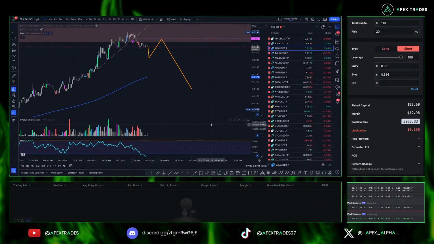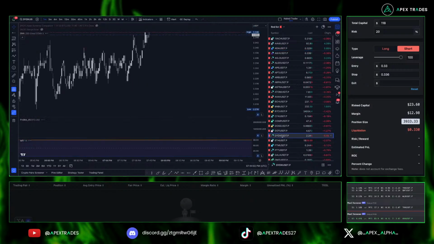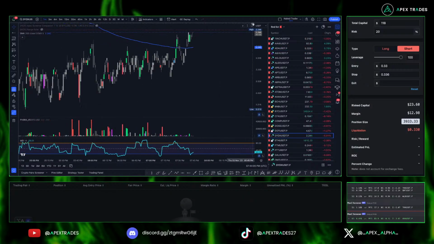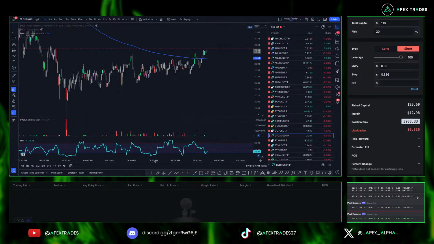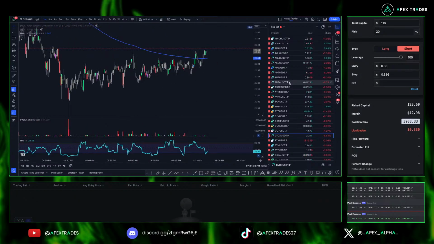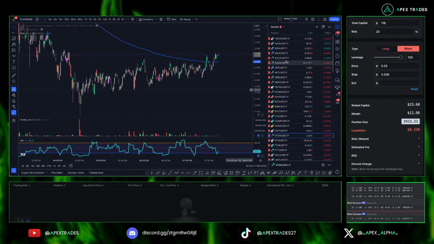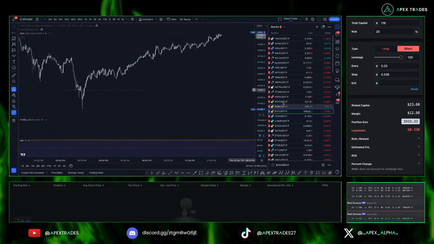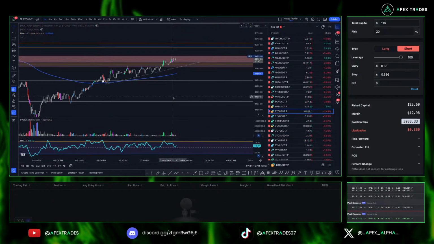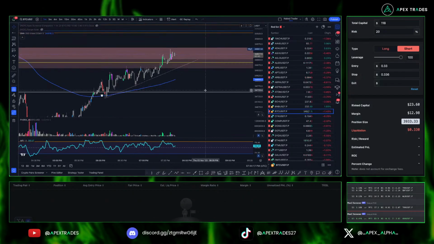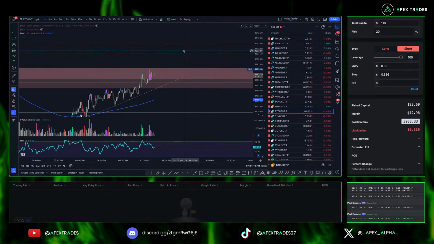What else? Right. What about that? Let's get back to BTC. This is the zone, right? This is the zone we can trade in.